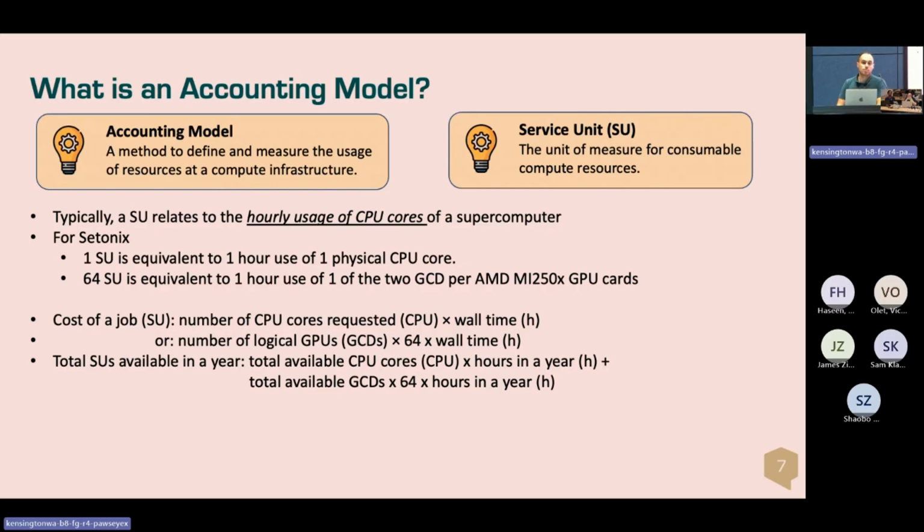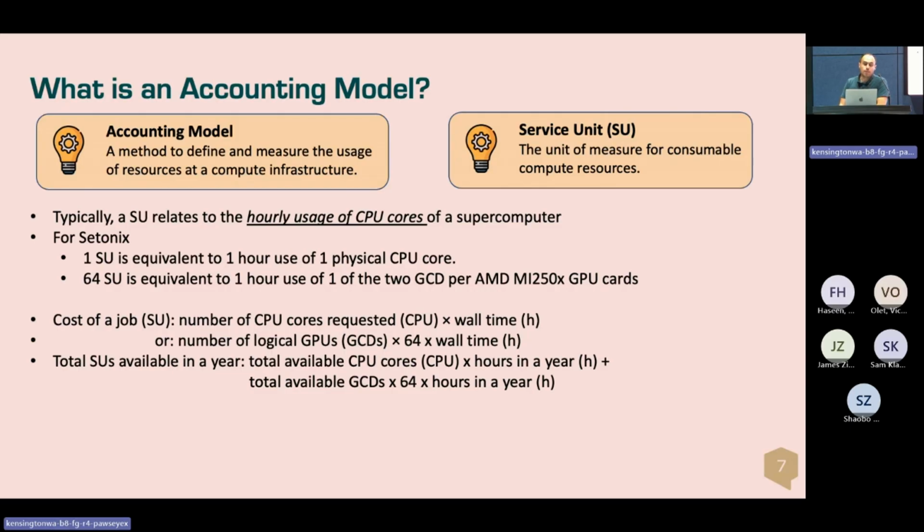So the cost for a job: if you have a computational job, you submit it to the scheduler. Once it's done executing, you will be charged an amount of service units. That amount is equal to the number of CPU cores requested multiplied by the work time, which is the time it actually took for the job to execute.